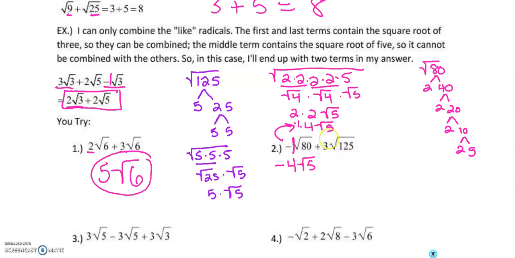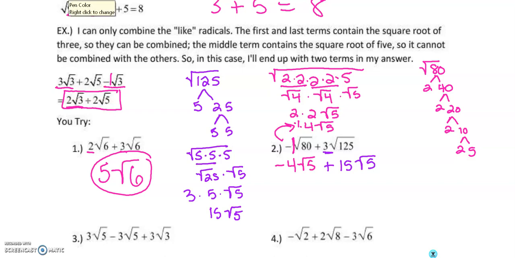But remember, it was 3 times the square root of 25. So I need to pull that 3 out over here. 3 times 5 becomes 15 radical 5. So I'm going to put that in here, plus 15 radical 5.